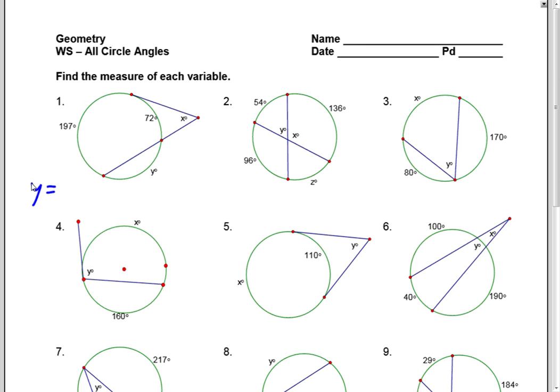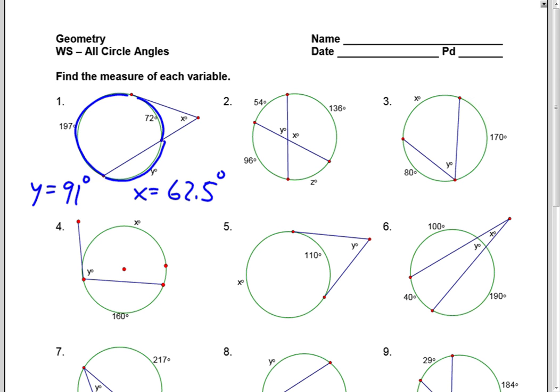I've got y equal to 91. And I've got x. Is x a decimal? Yes, 62.5 degrees. Raise your hand and tell me how you find the y. Francisco: you add up all the arcs that you already know. You already know 197 and 72. How many degrees in a circle? 360. So you're just using the idea of the circle to find what y is.